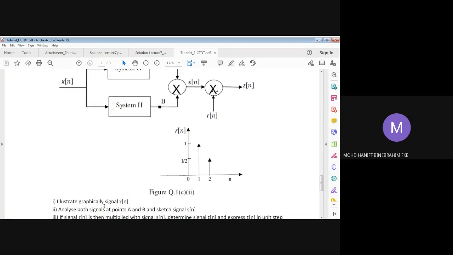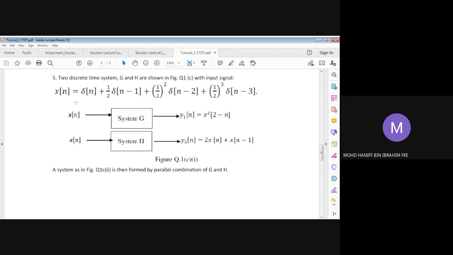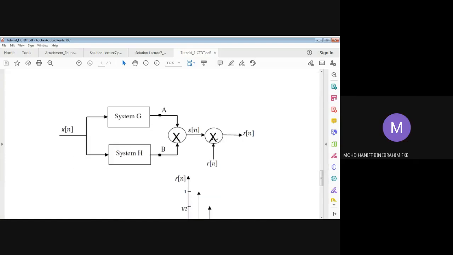Now, illustrate the Xn. So Xn is given by these terms here. So what should be the Xn? Let's have a look at the solutions for these questions. Okay, I have to use a Jamboard.